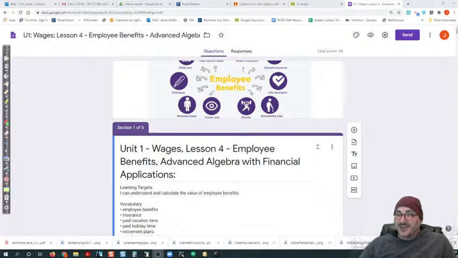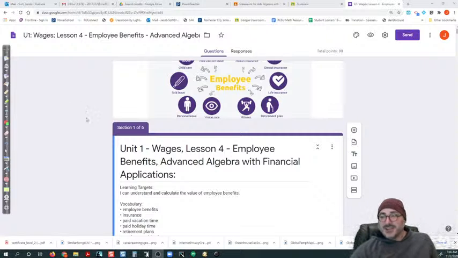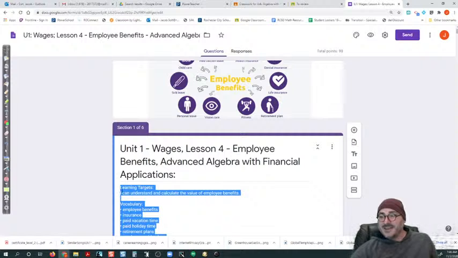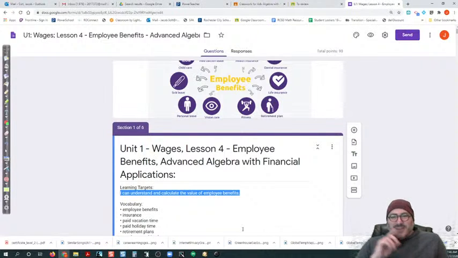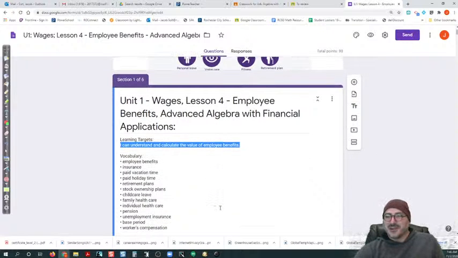All right. The learning target for this lesson is I can understand and calculate the value of employee benefits. I don't like this learning target a whole lot. I want to make it more specific. There's like three or four different kinds of employee benefits, and I didn't want to list them anyway. So you'll be able to calculate three or four different kinds of employee benefits by the time we're done here.